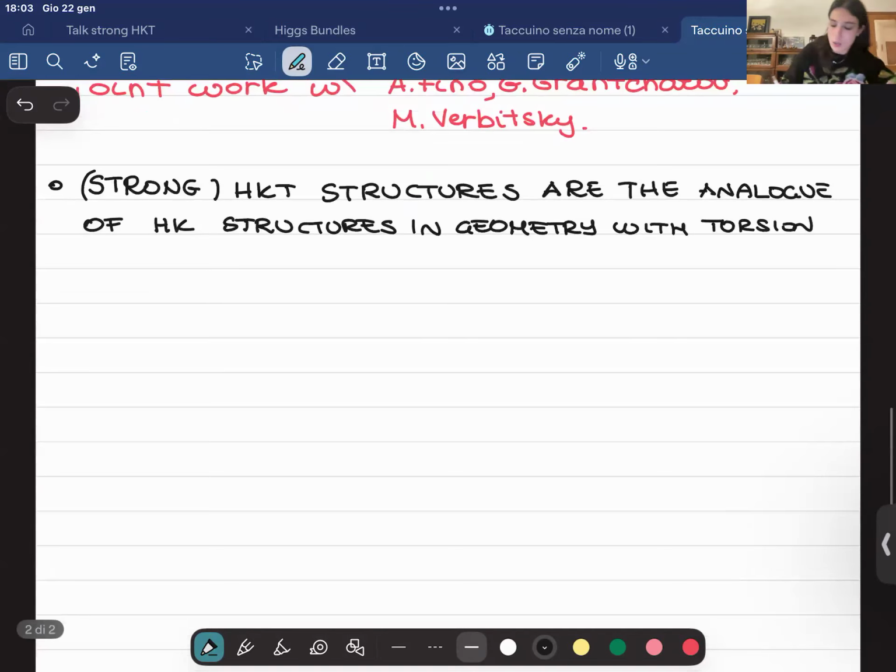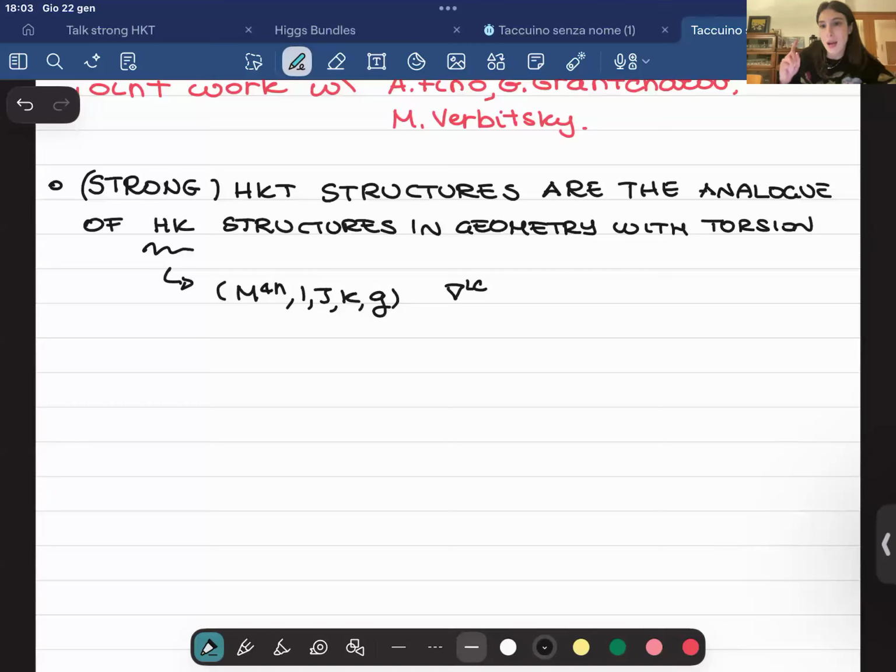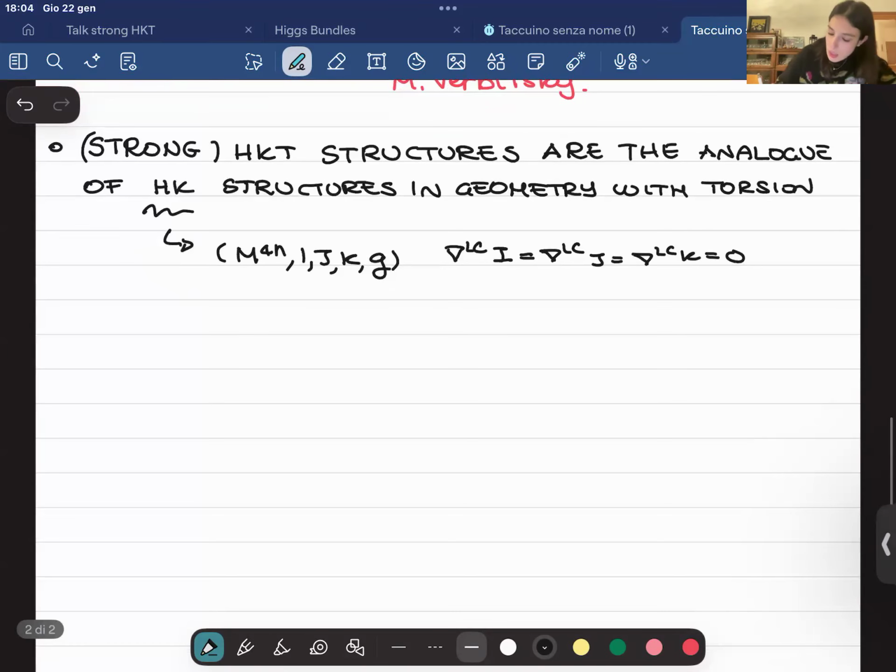I assume that everybody knows that a hyperkähler manifold is nothing else than a hyperhermitian manifold, which I'm going to describe later, for which the Levi-Civita connection of the metric g parallelizes I, J, K. This is equivalent to asking that the holonomy group of the Levi-Civita connection is inside Sp(n).